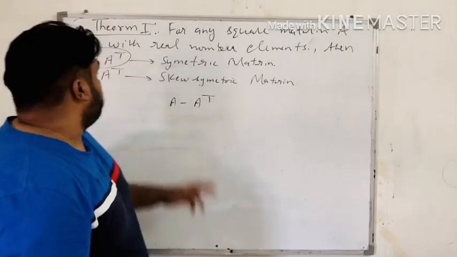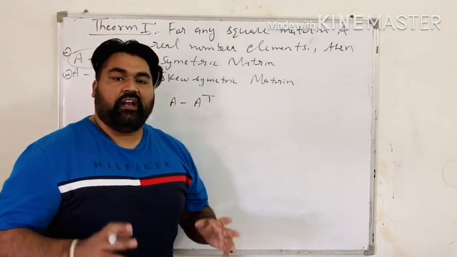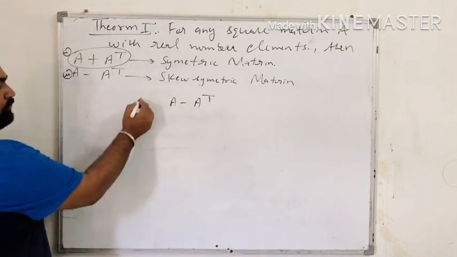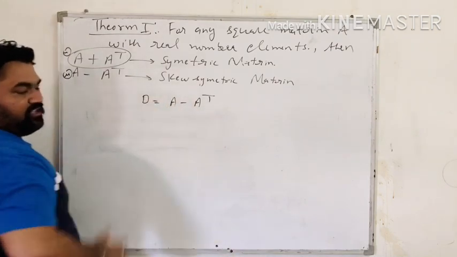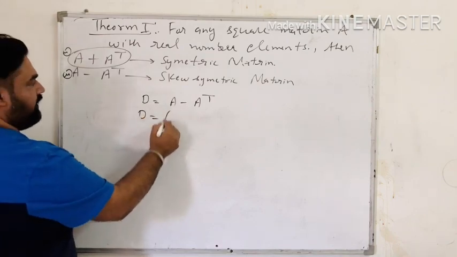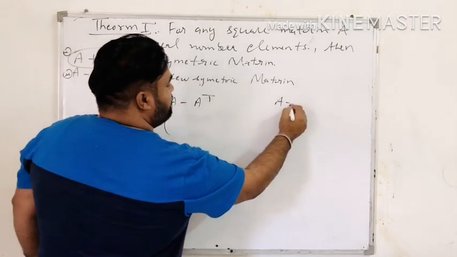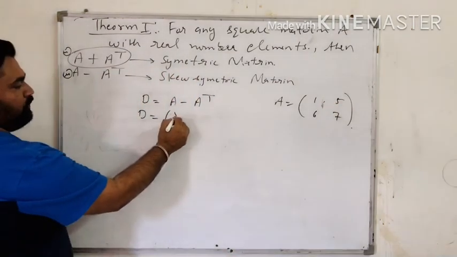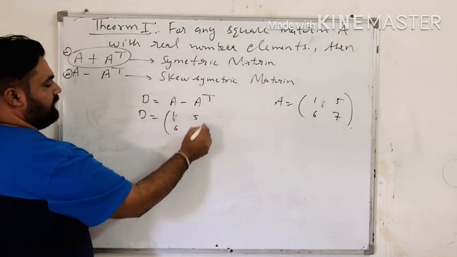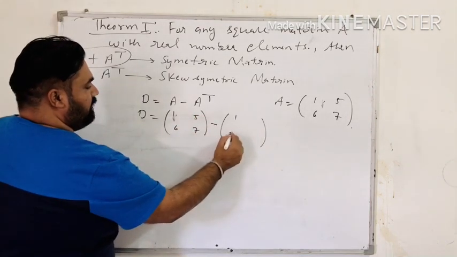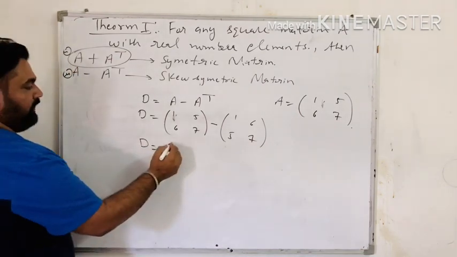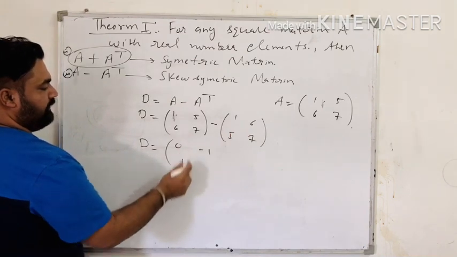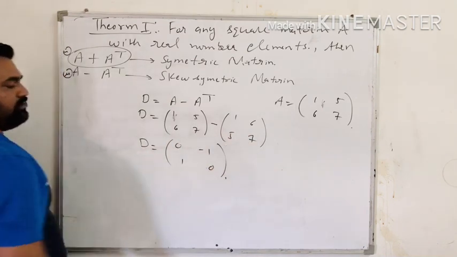So we already proved A plus A transpose is a symmetric matrix. Now we prove A minus A transpose is a skew symmetric matrix. Again we assume D equals A minus A transpose. So D equals, what is A? The value of A is [1, 5; 6, 7]. So [1, 5; 6, 7] minus A transpose [1, 6; 5, 7]. Now D is 1 minus 1, 0; 5 minus 6, minus 1; 6 minus 5, 1; 7 minus 7, 0.